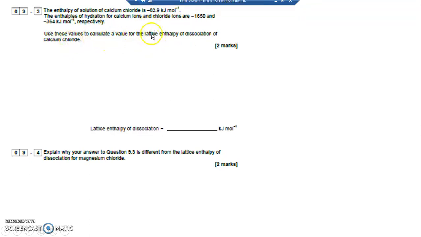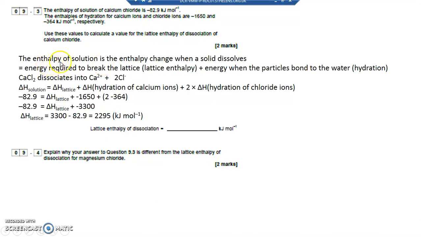So what actually happens? A lattice enthalpy is the energy required to break a lattice. And so when it dissolves, the enthalpy of solution is the value required to break the lattice, which is the lattice enthalpy, but you get some energy back. You're going to need some energy to break the lattice, but you get some energy back when these particles hydrate, in other words, bond to the water, a process called hydration. It tells you these values here.